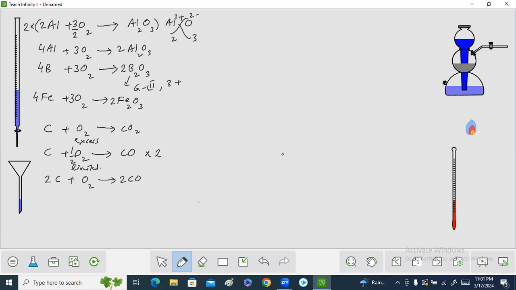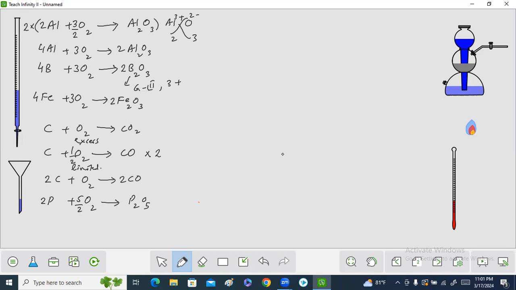Now, if we have another element, which is phosphorus, if it reacts with the oxygen to form P2O5, and this is the phosphorus 5 oxide or phosphorus pentaoxide. So there are two phosphorus. We can put 2 here, 5 oxygen. So we can put 5 by 2 here. So if we cancel the 2, we will get the 5.